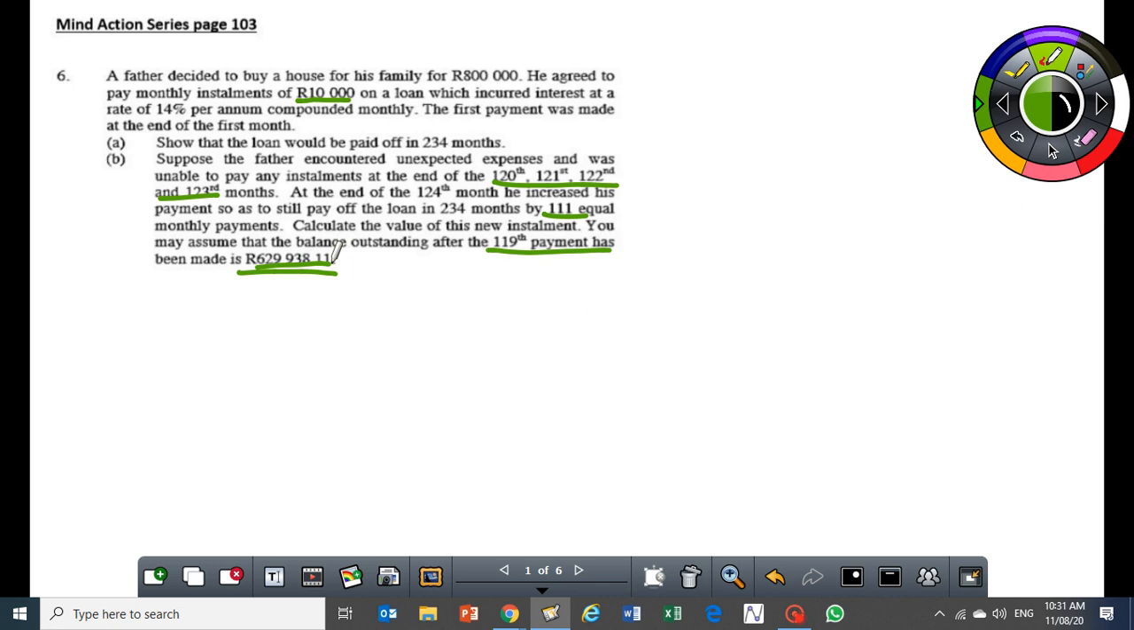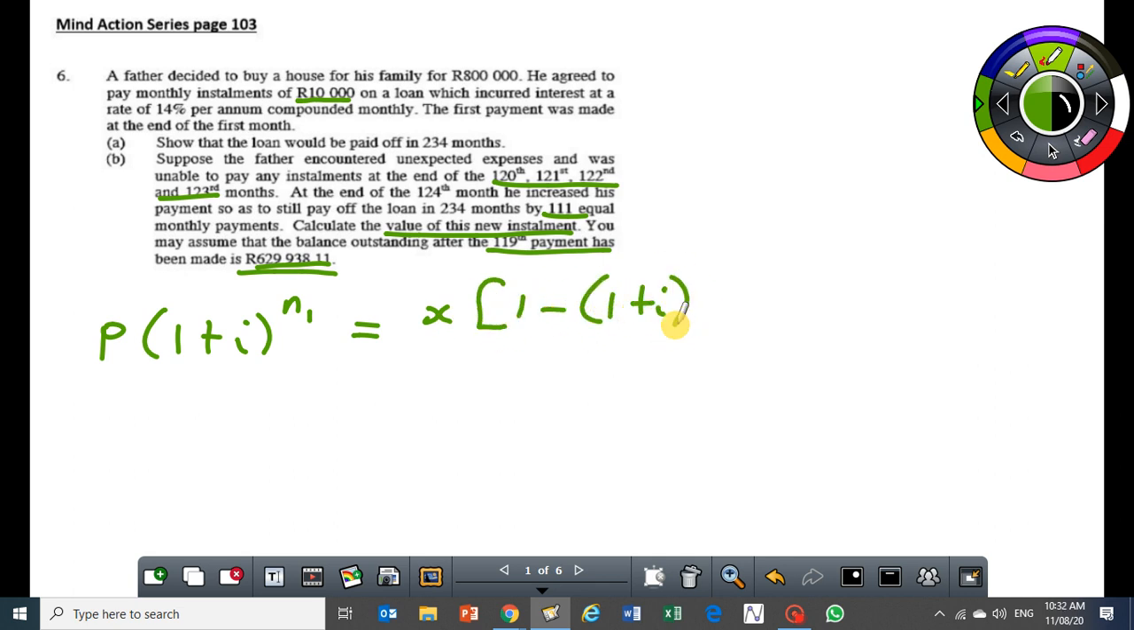So the objective is to calculate X, the monthly installment. I'm just going to write one long formula. Let me write the formula first. Our formula will be P times (1 plus i) raised to the power of N1, equal to X times (1 minus (1 plus i) raised to the power of minus N2), all over i. Then we substitute.